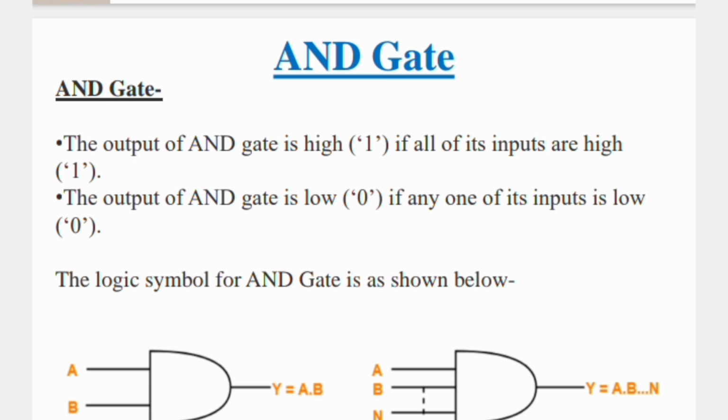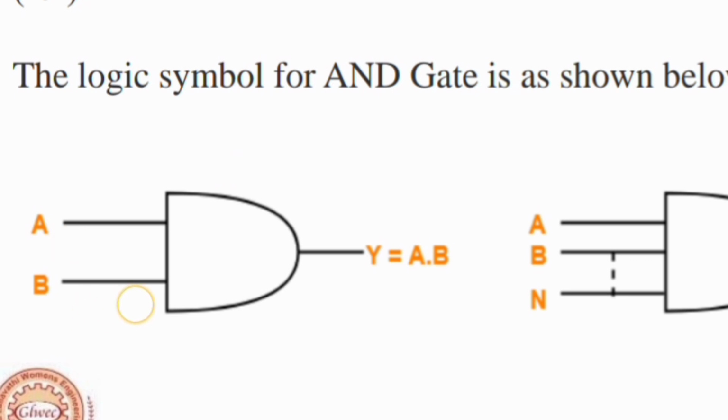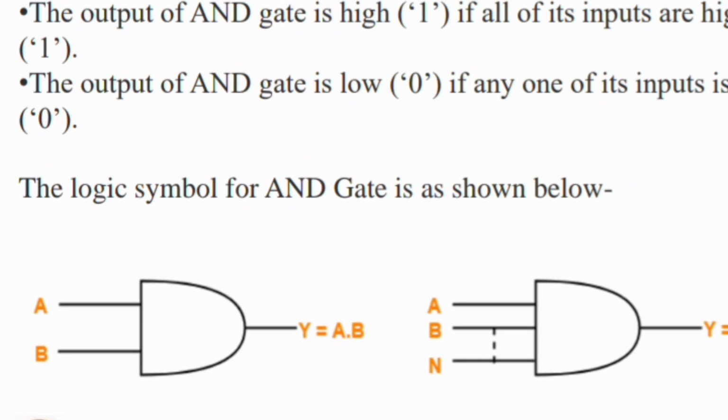This is the logic symbol of AND gate. Here we take A and B as inputs, and this is the logic symbol of AND, which is like the letter D in the English alphabet, and we get an output as Y. This is called the output line. In AND gate, if both inputs are 1 and 1, that is A equals 1 and B equals 1, then only we get the output as 1. Otherwise, the output will be 0.